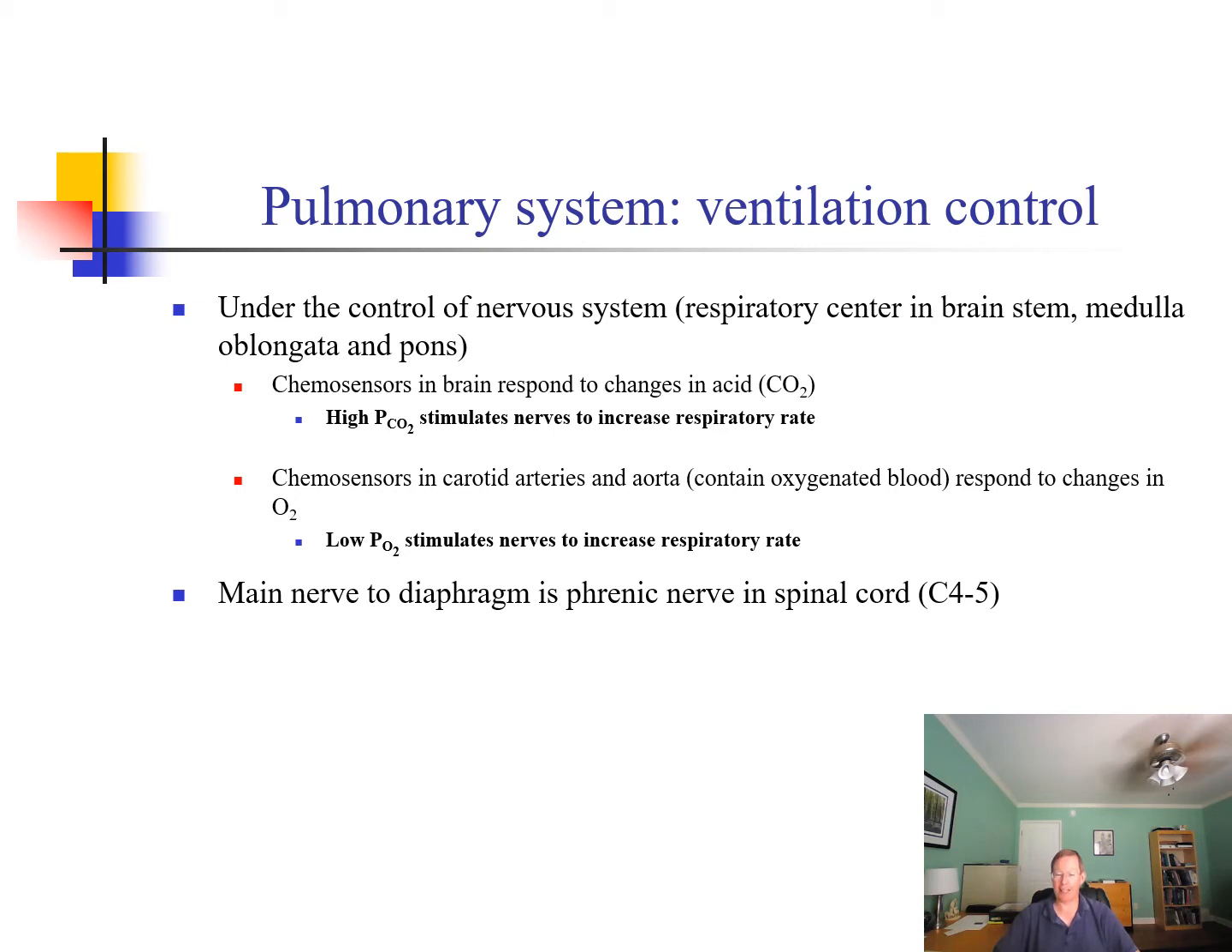Now, the chemosensors for carbon dioxide are located in the brain. The chemosensors that are sensing the oxygen are in these blood vessels. They go up to the respiratory center. That respiratory center sends the signal down to the diaphragm through what's called the phrenic nerve. The phrenic nerve comes off of the spinal cord at about a level of cervical 4 to 5. And so that's why if you have a neck injury, especially at or above this level, you can actually then not be able to breathe, not be able to ventilate.